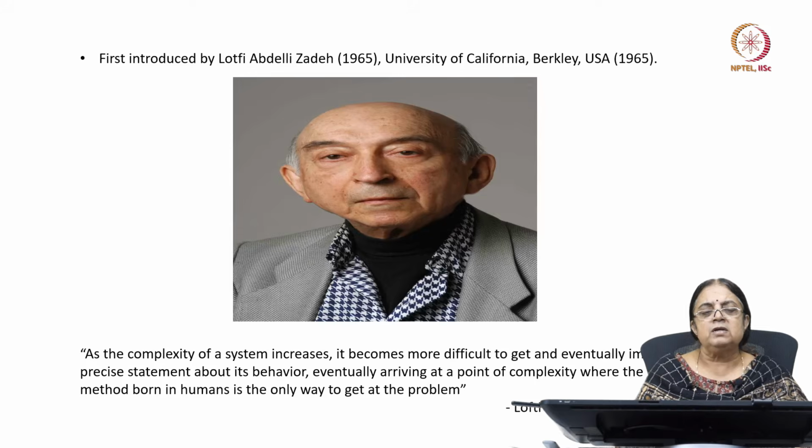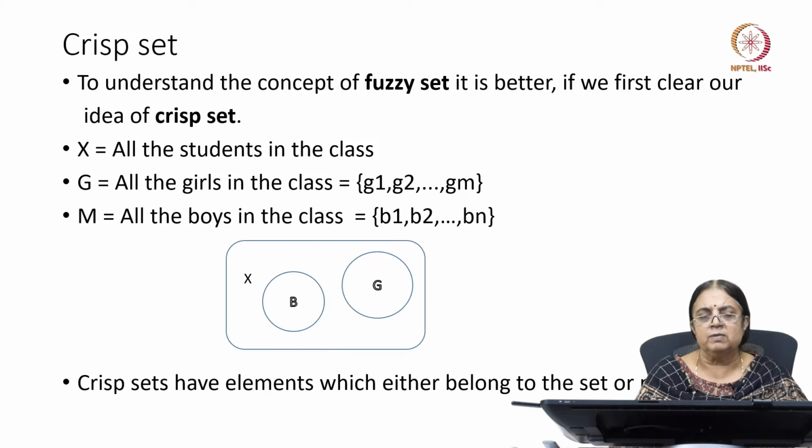This was started by Zadeh in 1965, who was at the University of California. He felt that when complexity increases, fuzzy logic methods are the ones which actually work. So let us see what we mean by a crisp set.